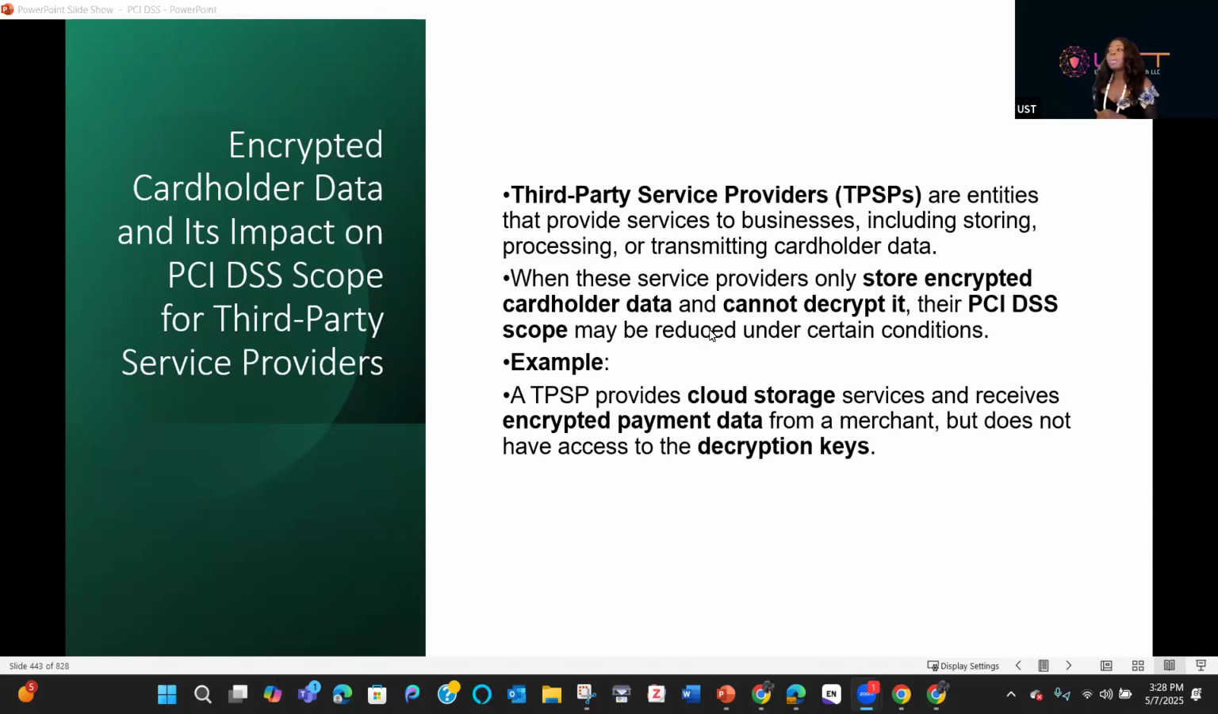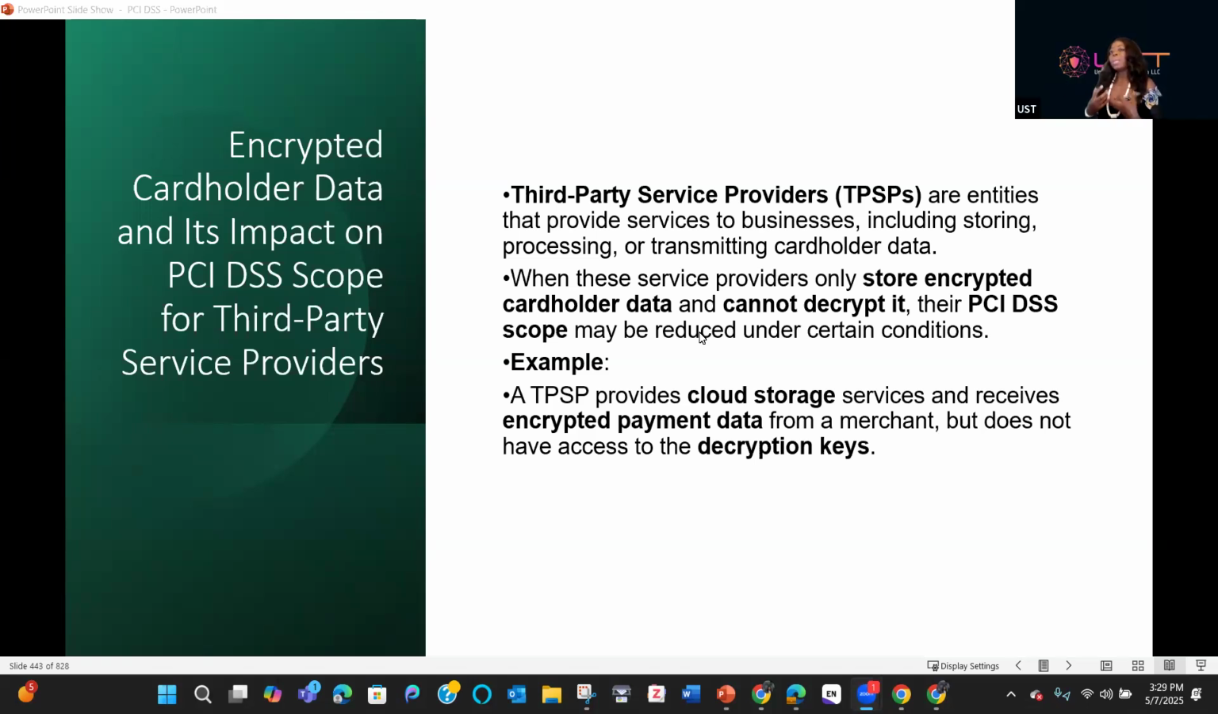And when these service providers only store encrypted cardholder data, remember, if they are storing the encrypted cardholder data, of course, they do not have the means of decrypting that data, then they can be out of scope, but that doesn't mean that they can be totally out of scope. PCI DSS might still be included under certain conditions, like some controls like physical control or access control that they need to implement, because it makes sense, and we're going to see that shortly.